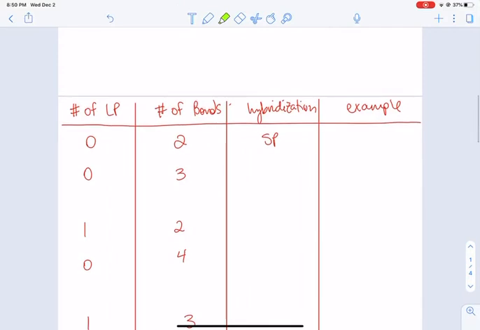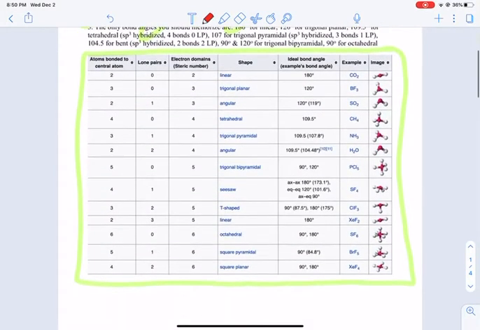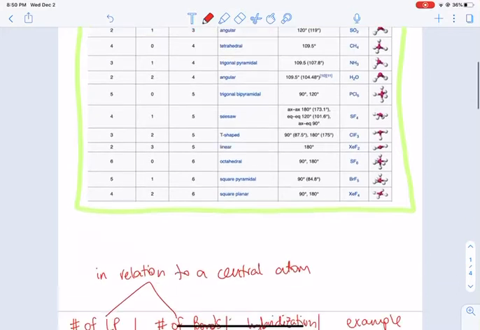The first example occurs when we have essentially 0 lone pairs and 2 bonds. And what these two things are talking about, number of lone pairs and number of bonds, is in relation to a central atom. So in the chart, what that means is atoms bonded to central atom. So that's literally how many bonds do you have? How many lone pairs are there on the central atom? And then the total number of electron domains.